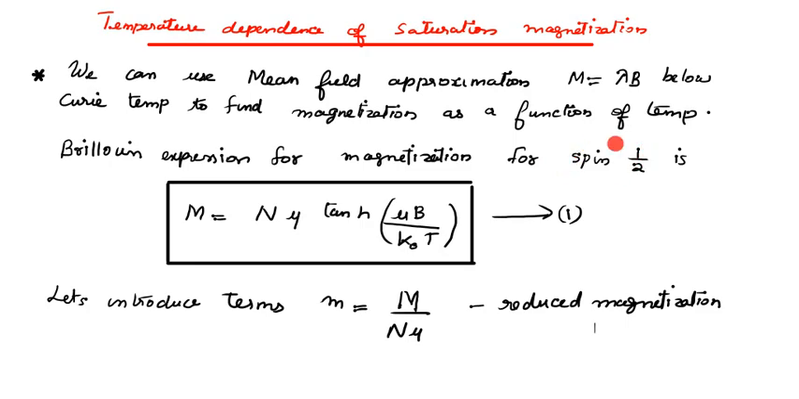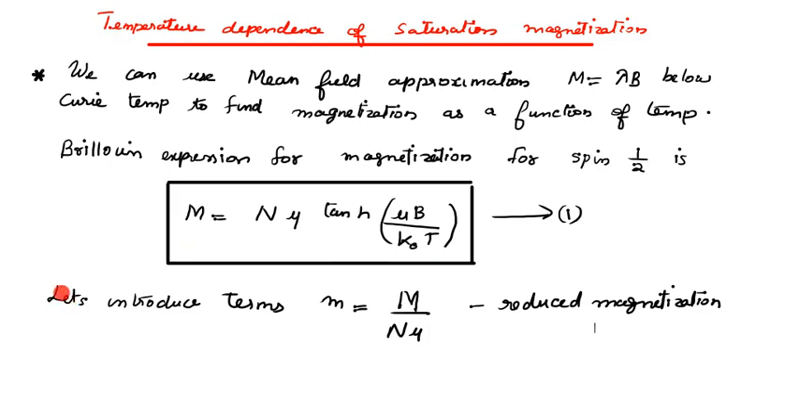Let us use the Brillouin expression we found out for the magnetization of a system having spin magnetic moment only. There is no orbital angular momentum, or orbital L equal to 0. In the paramagnetic case, we have determined magnetization equal to N mu tanh(mu B by kT). This was the expression we found for paramagnetic magnetization.